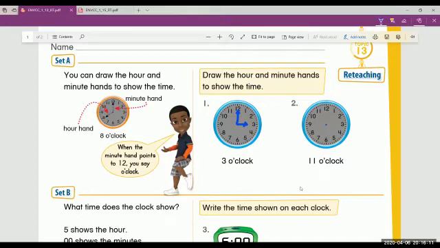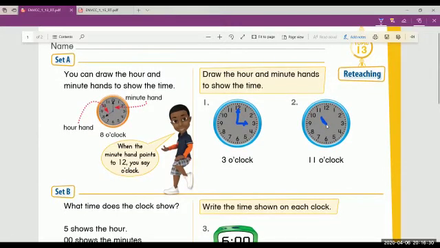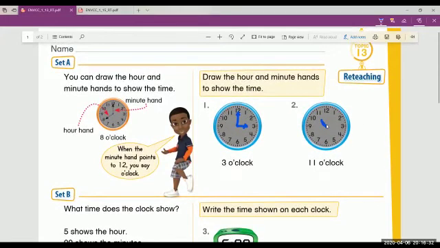Number 2, 11 o'clock. So the hour hand is pointing to 11. Excellent. And the minute hand is pointing to 12. Why? Because here it is o'clock.